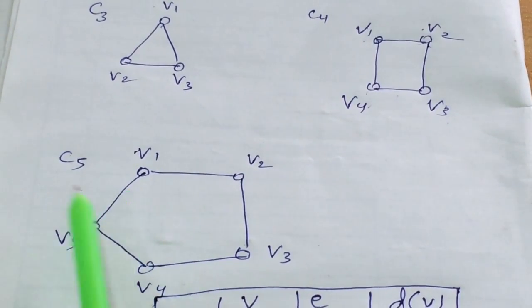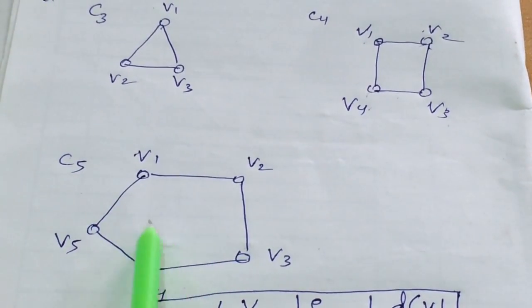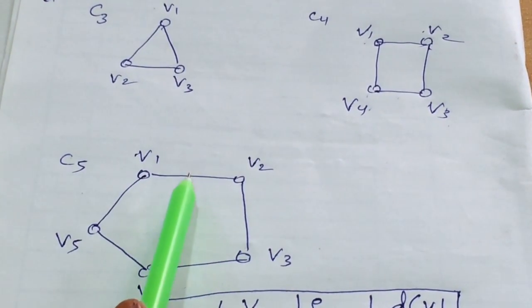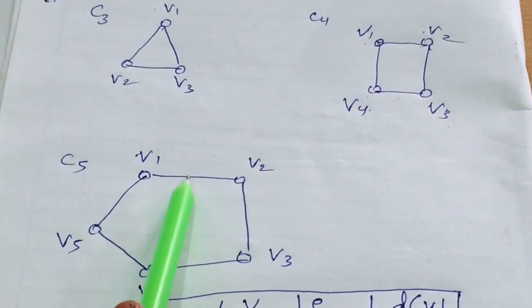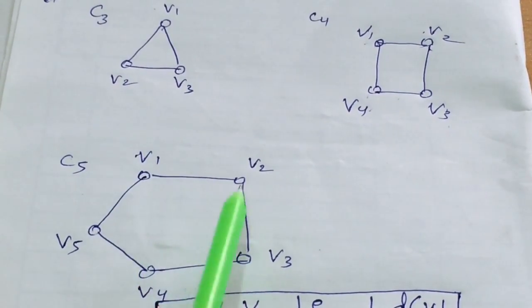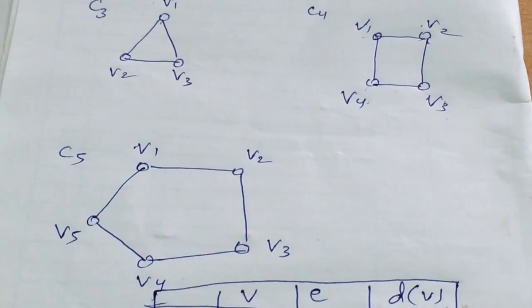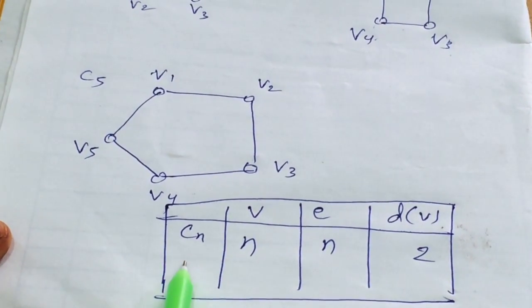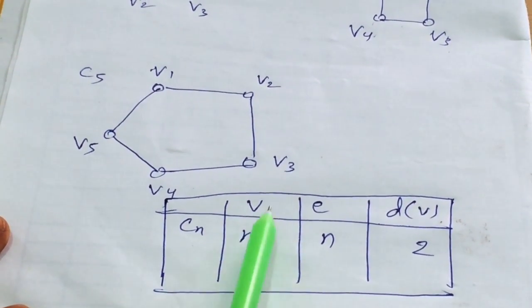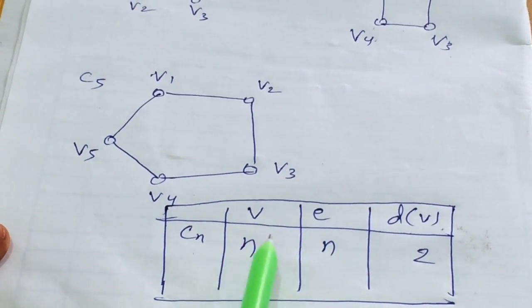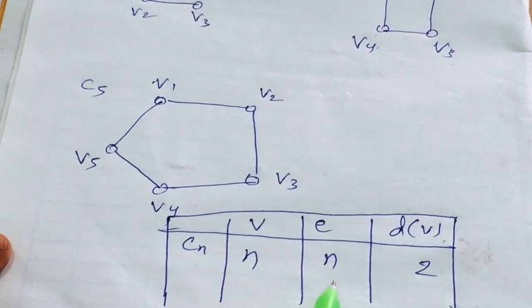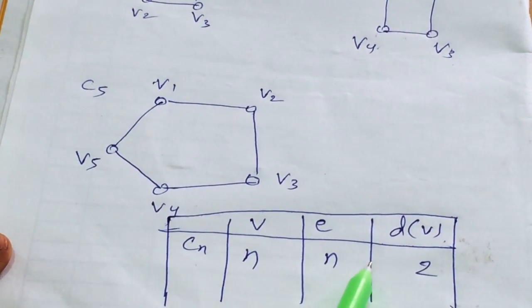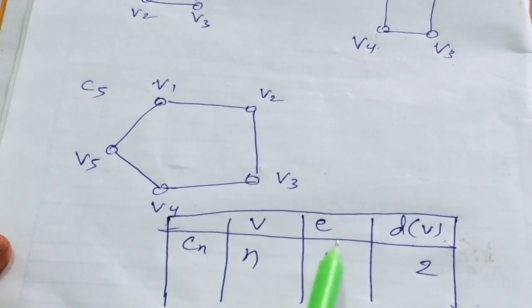What you see is that the number of edges present here is the same as the number of vertices. Look here. How many edges are there? 1, 2, 3, 4, 5, and vertices, how many? 5. So if Cn is a cycle graph containing n nodes, then the number of vertices will be n, the number of edges will be n, but the degree of each vertex will always be 2.